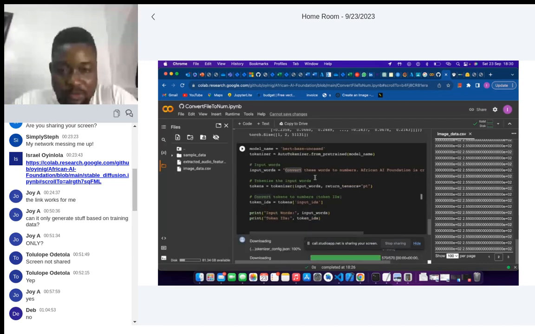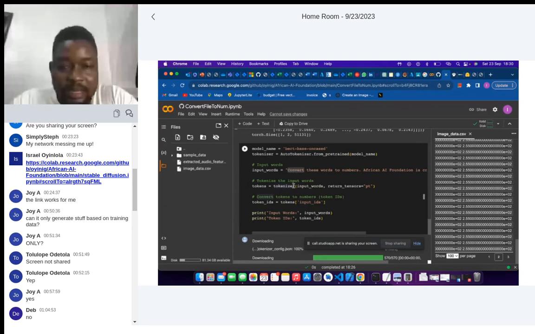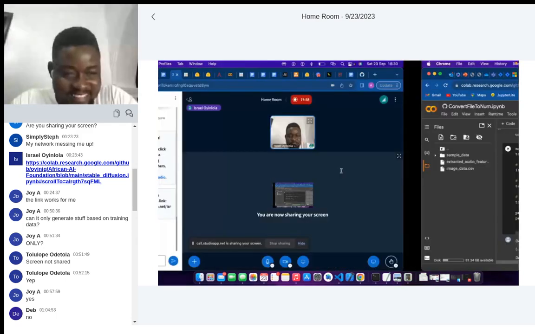Similarly, words, right? You have to convert them back to numbers, right? The word embeddings. So these words, convert these three words.